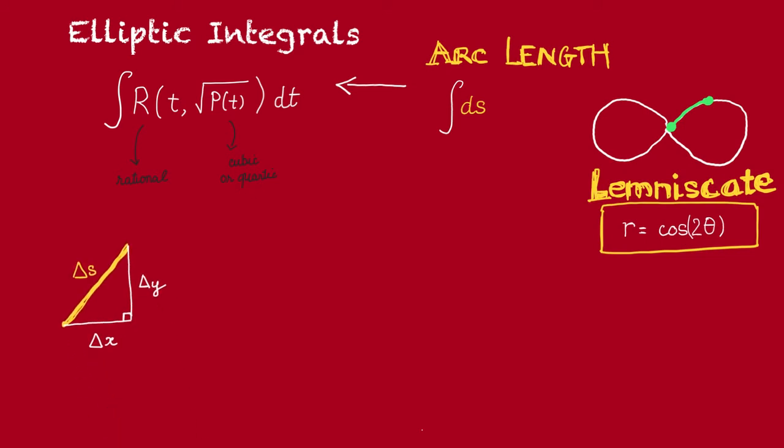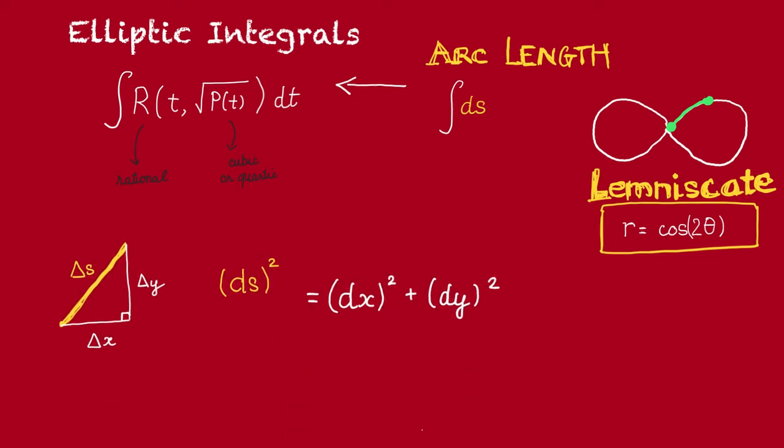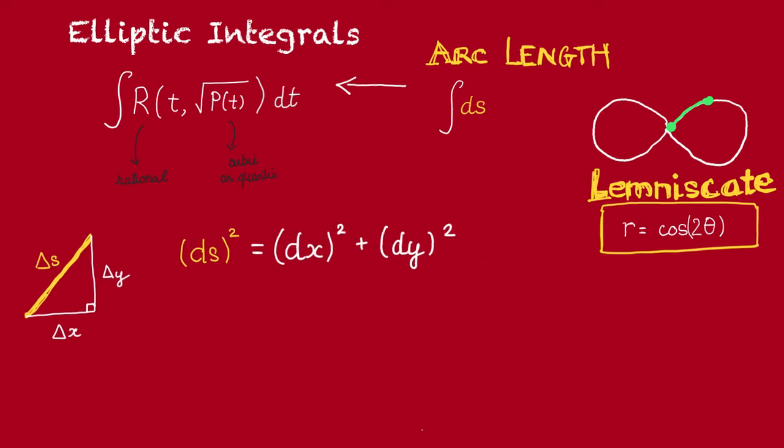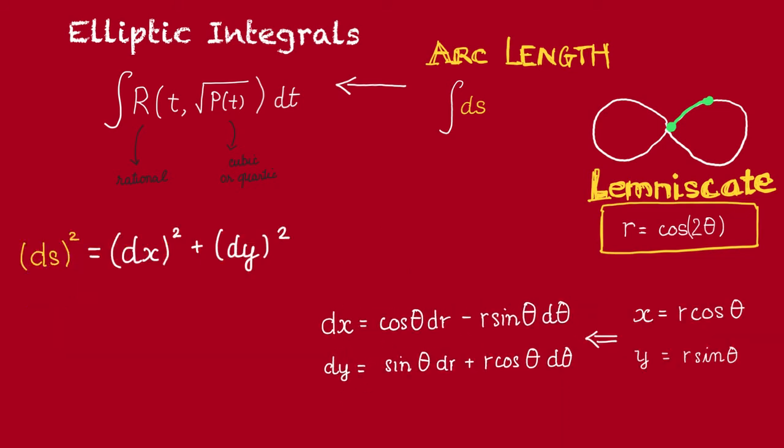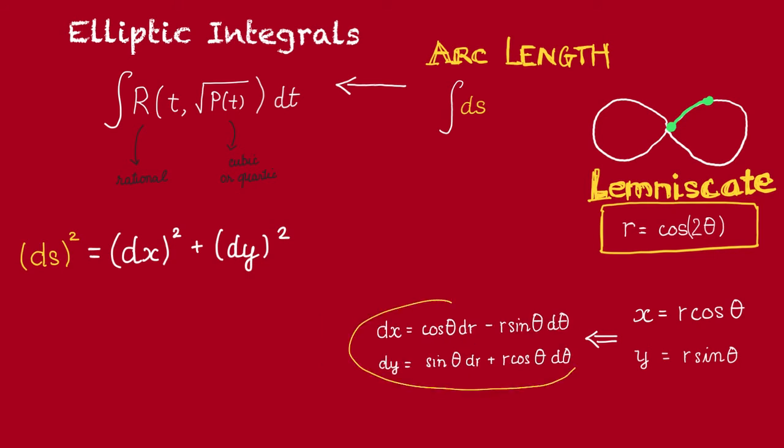Observe that by Pythagorean theorem, the square of our arc length element is just gonna be the sum of squares of dx with dy. Now if we use polar coordinates, then using product rule, we can express dx and dy in terms of dr and d theta. Now plugging these expressions in here allow us to express ds squared in terms of dr and d theta.